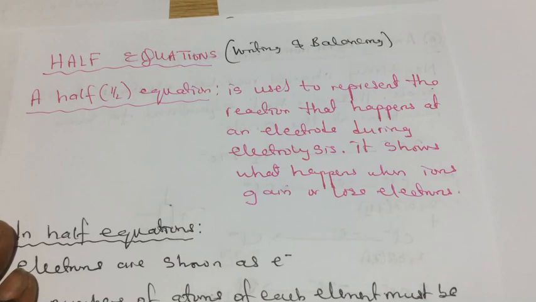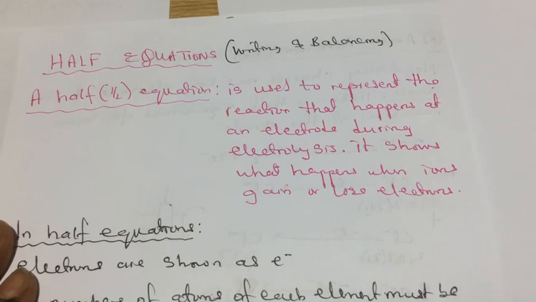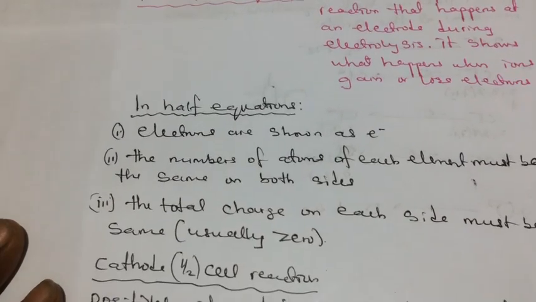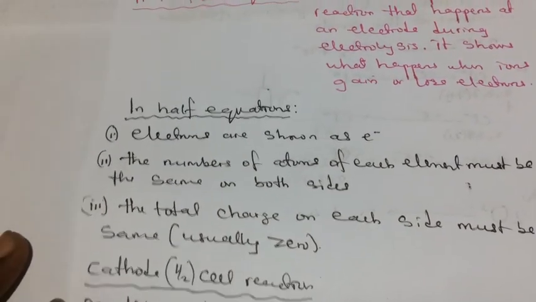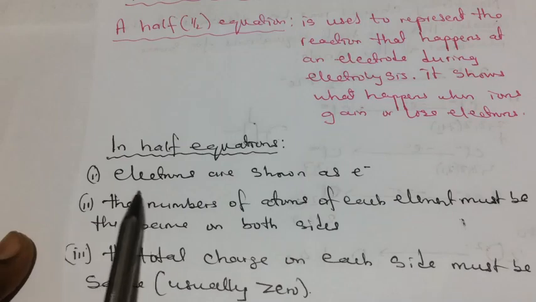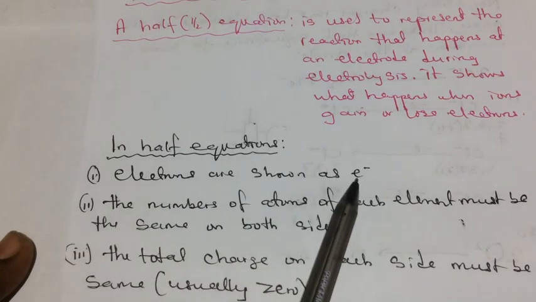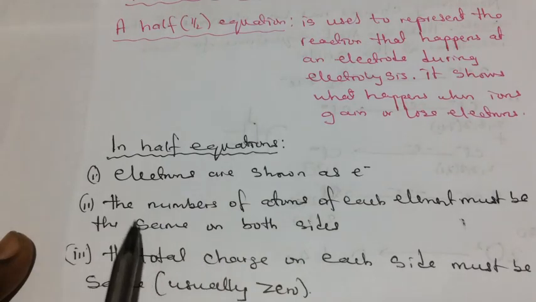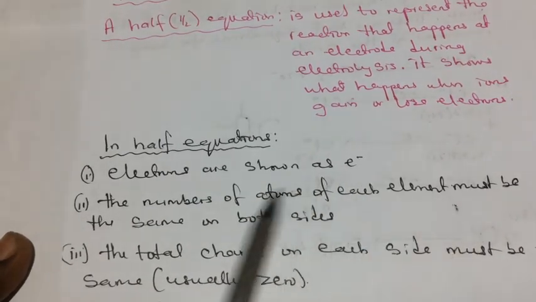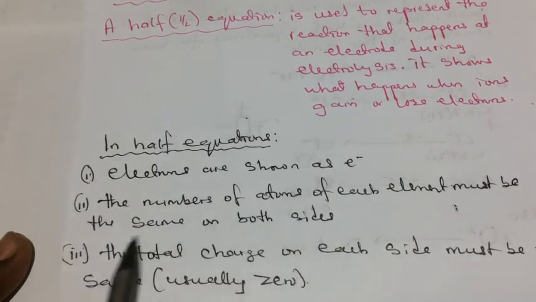during electrolysis. It shows what happens when ions gain or lose what? Electrons, right? So let's look at what a half-cell equation entails. In a half-cell equation, electrons are shown as e-. The number of atoms of each element must be the same on both sides.